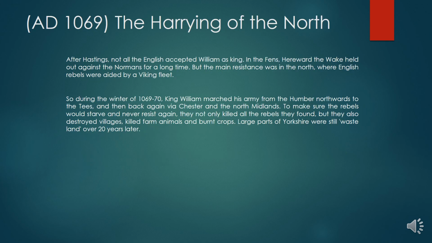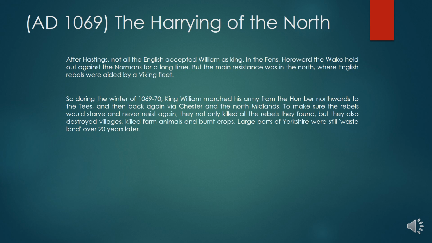After Hastings, not all the English accepted William as king. In the west, Hereward the Wake held out against the Normans for a long time, but the main resistance was in the north, where English rebels were aided by a Viking fleet.